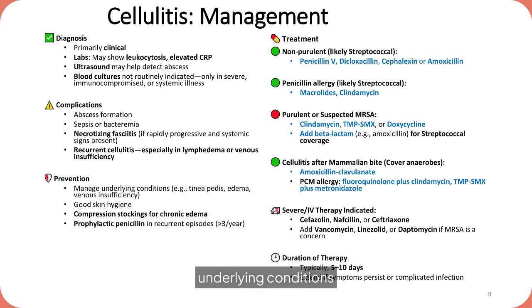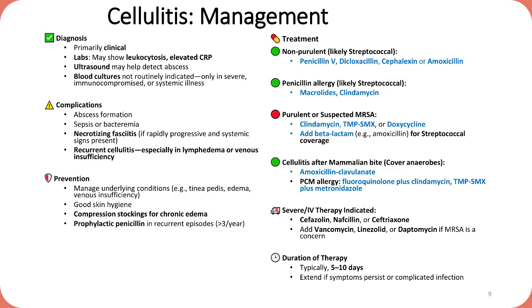Non-purulent cellulitis, typically caused by Streptococcus pyogenes, is treated with oral beta-lactam antibiotics, such as penicillin, amoxicillin, or cephalexin. Macrolides or clindamycin are alternatives in penicillin-allergic patients. Purulent cellulitis, often associated with Staphylococcus aureus, including MRSA, requires coverage with agents like clindamycin, doxycycline, or trimethoprim-sulfamethoxazole, often combined with a beta-lactam like amoxicillin to ensure streptococcal coverage.